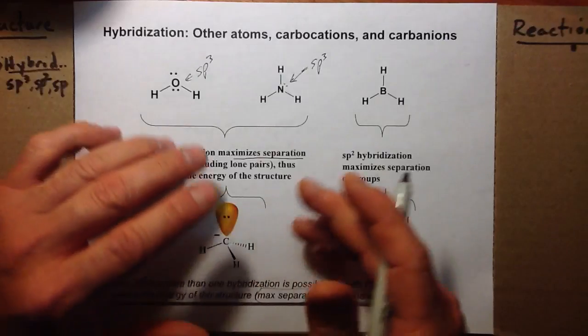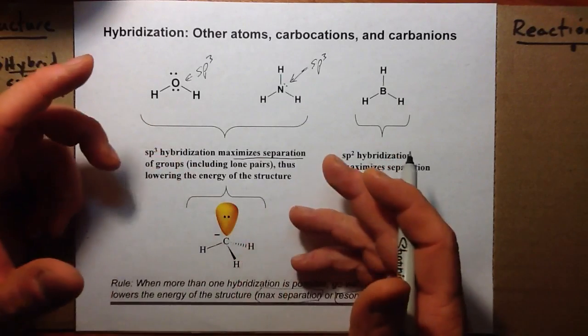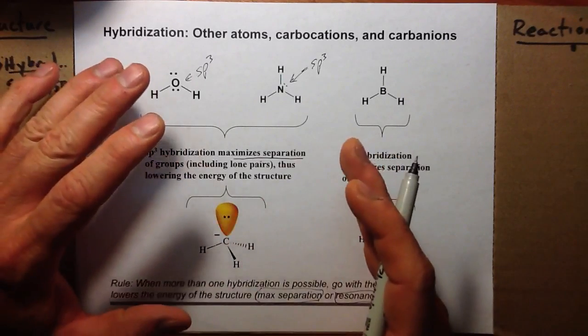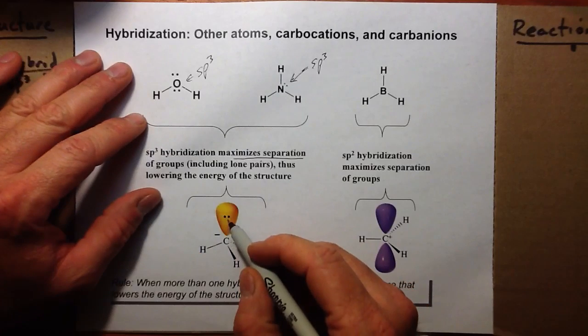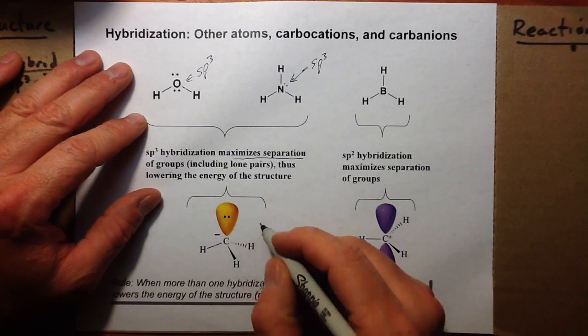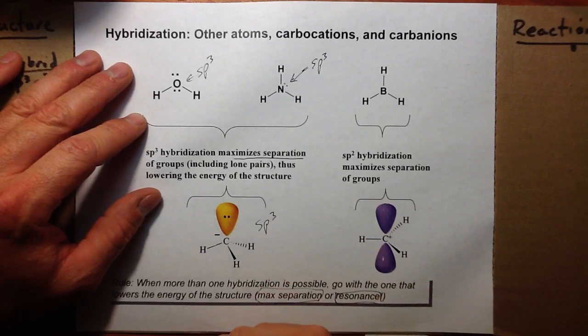We can do the same thing for a carbanion. It doesn't matter if it's charged. It doesn't change the setting of hybridization. We still have a non-bonding pair and 3 bonding pairs, so this also would be sp3 hybridized.